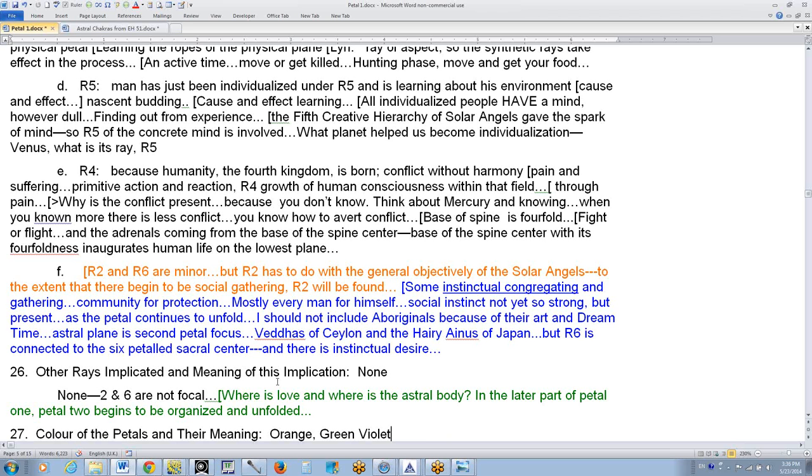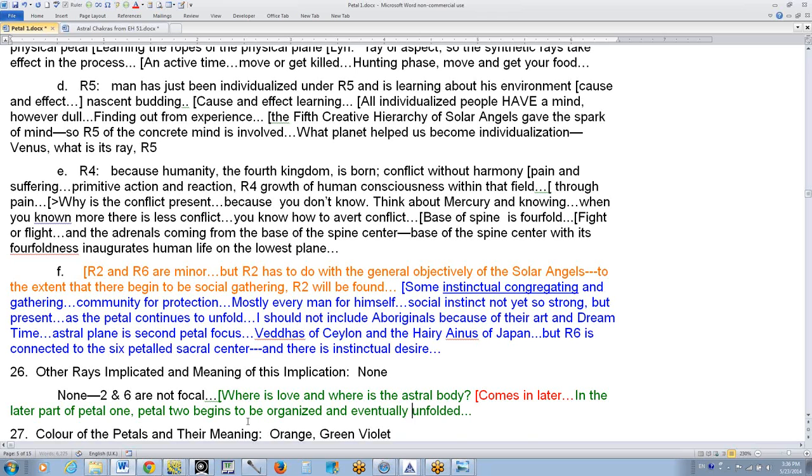Where is love and where is the astral body? The astral body comes in later. With the Aboriginals of Australia, certainly there's a strong astral dimension, and they have a strong social dimension. The likelihood of continuing their evolution in this particular round is not high. DK pretty much talks about the next round for their fuller development. In the latter part of Petal 1, though, Petal 2 begins to be organized, at least organized, and eventually unfolded.